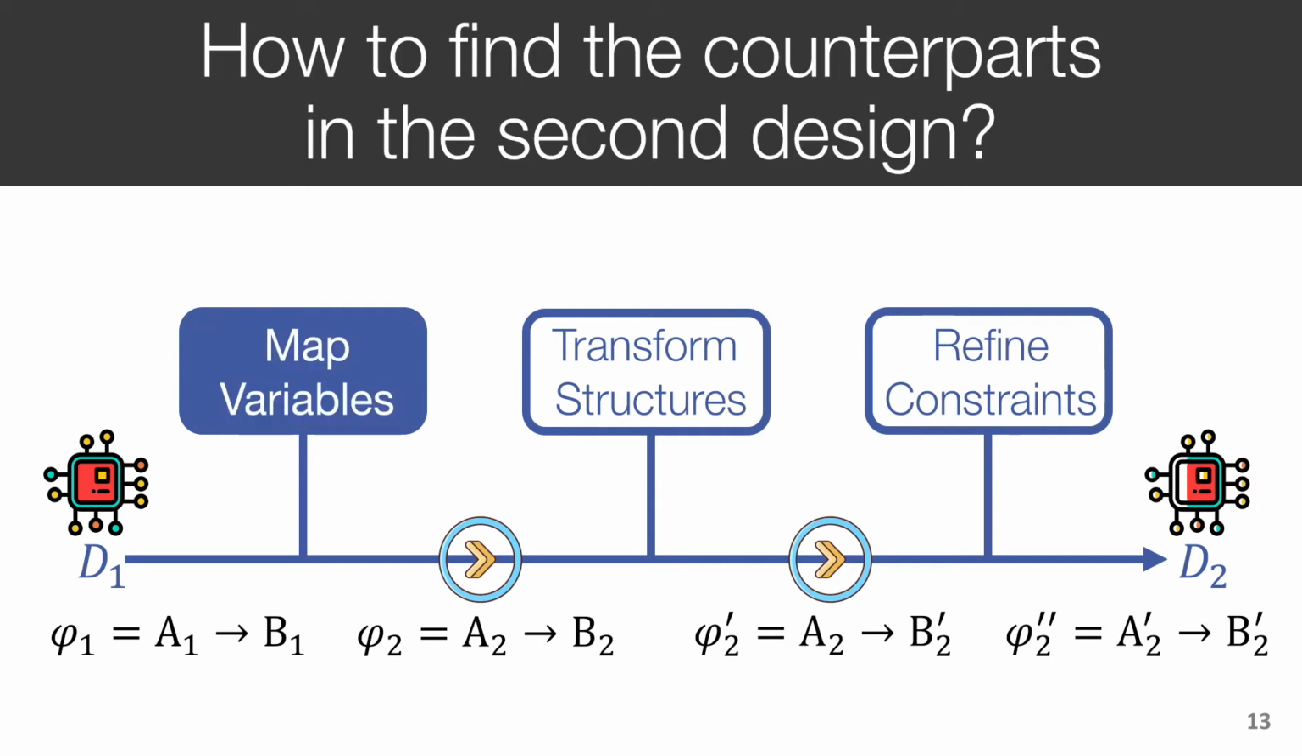So when we consider the property translation, a natural first step is to find what the variables will be in the new design. So how can we find the counterparts of the variables in the new design? Here we use a statistic matching approach to correlate the variables between the two designs.